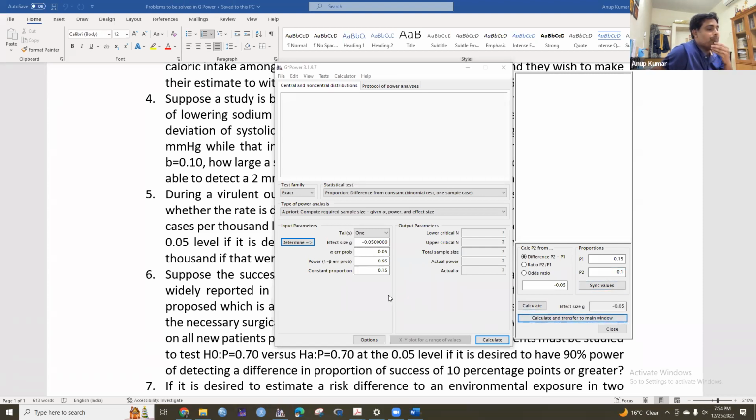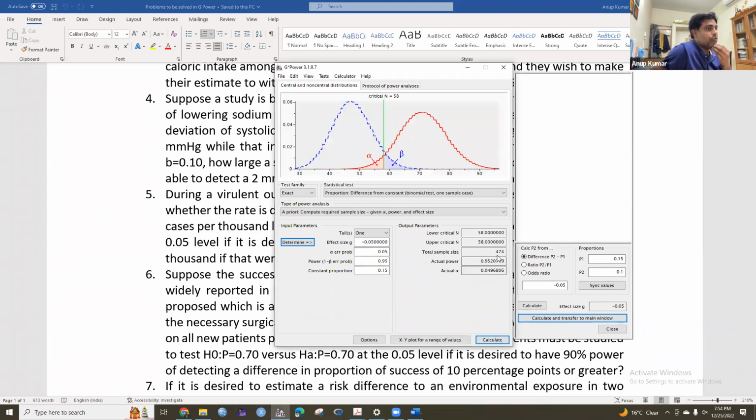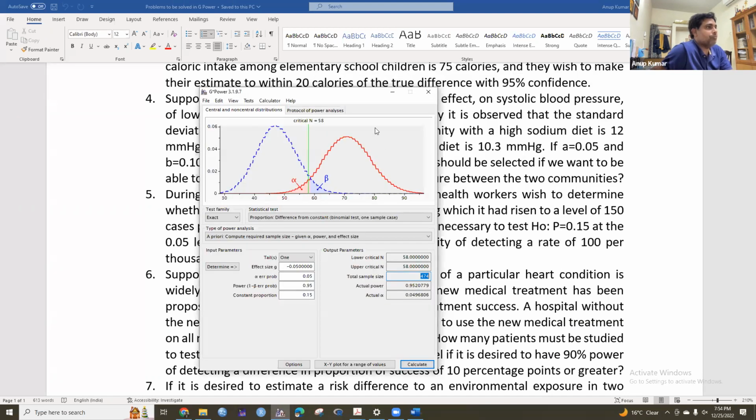Calculate and transfer to the main window. This alpha is 0 and this is 0.95. Constant proportion is this. Then calculate. So for doing this, you have to choose at least 474 neonates for estimating whether this is being decreased or not.